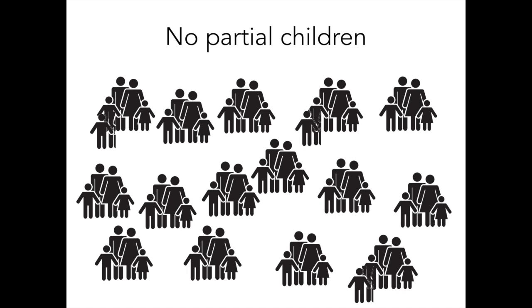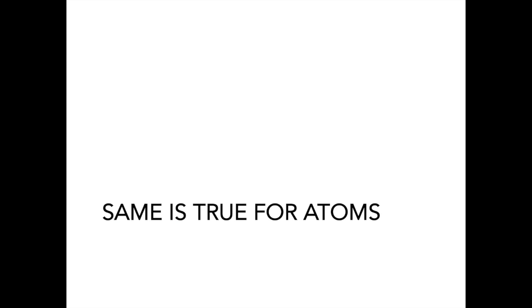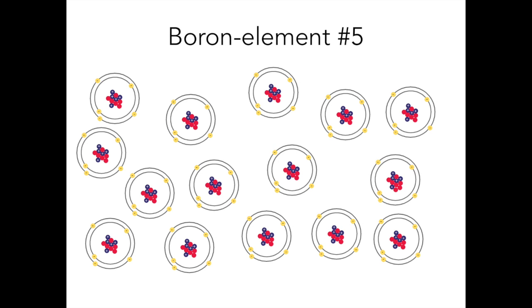So we look here, we see all these different families. Some of them have just the 2 children. Some of them have other children as well. So the same thing is true for atoms. Okay? So boron is element number 5 because it has 5 protons in the nucleus. Okay, and as you can see, it's got some neutrons too.